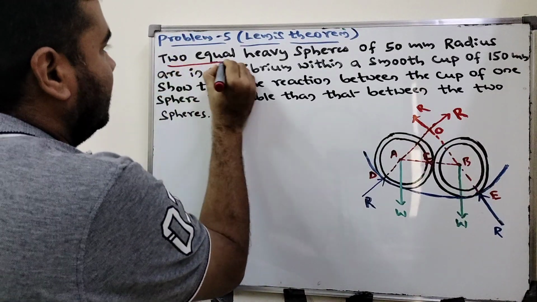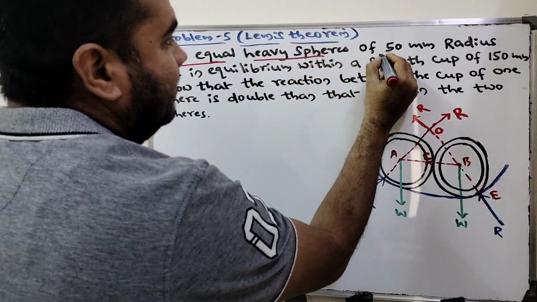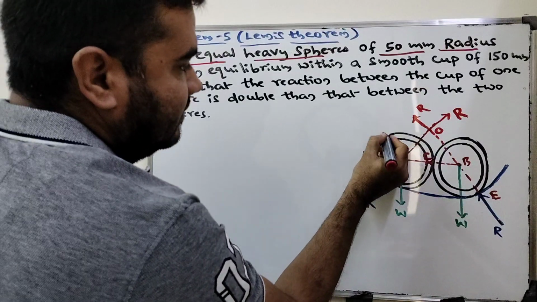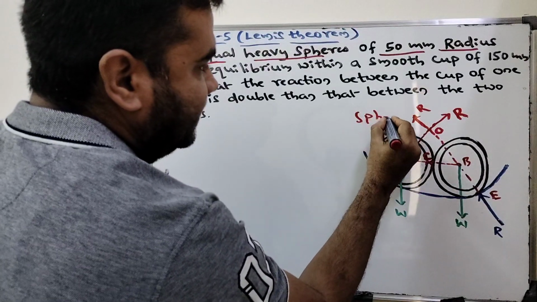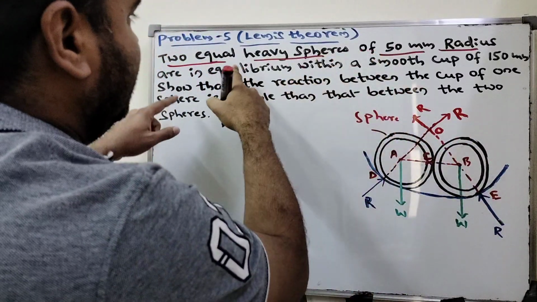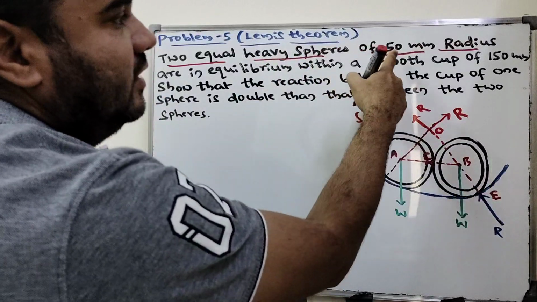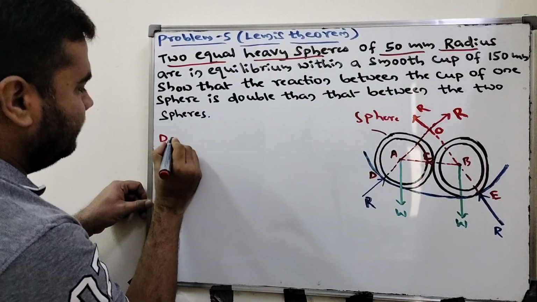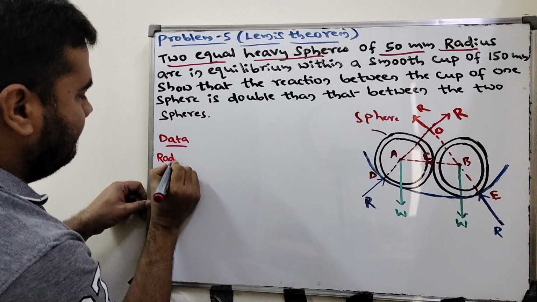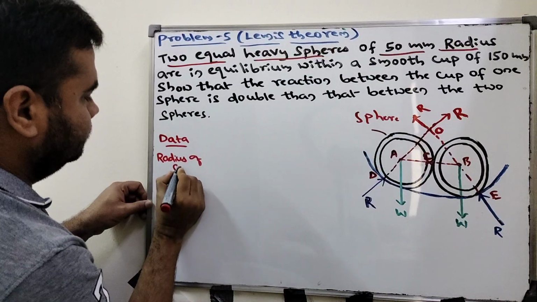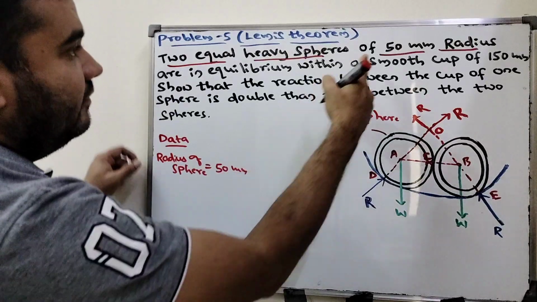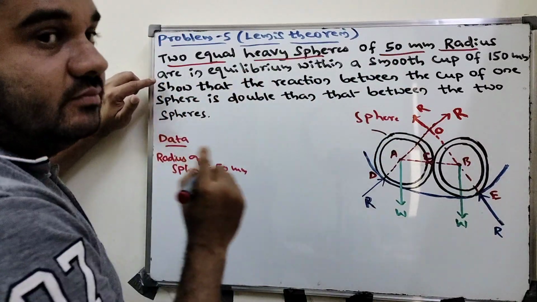There are two equal heavy spheres of 50 mm radius. You can see here, this is sphere 1, and this is sphere 2. There are 2 equal heavy spheres of 50 mm radius. What is the data? We'll write it one by one. The radius of the sphere is equal to 50 mm, and they are in equilibrium.